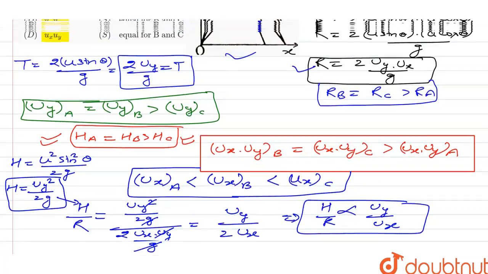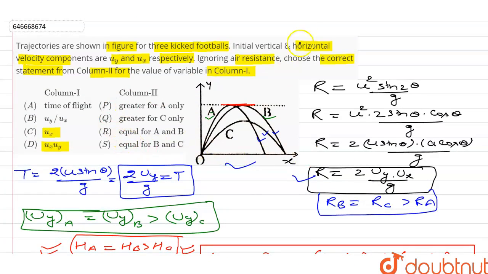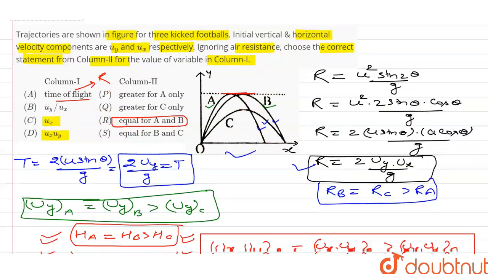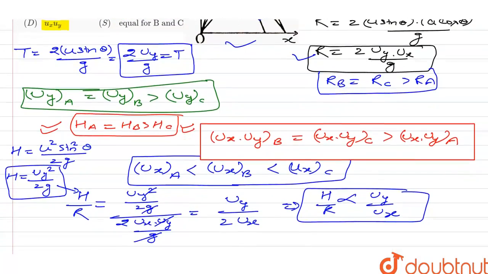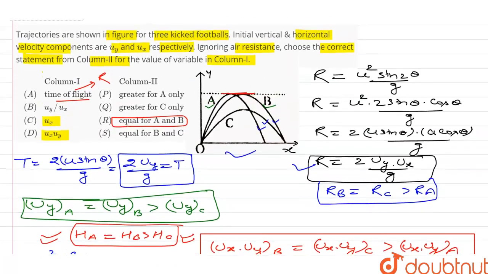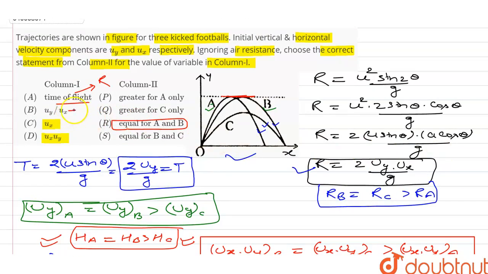So after these discussions, we can say that A matches with R, because what is R? Equal for A and B. Time of flight is equal for A and B. It is clear that time of flight is equal for A and B. After that, if we talk about option B, B will match with P, and C will match with Q, and at the last D will match with S. So the product ux into uy.